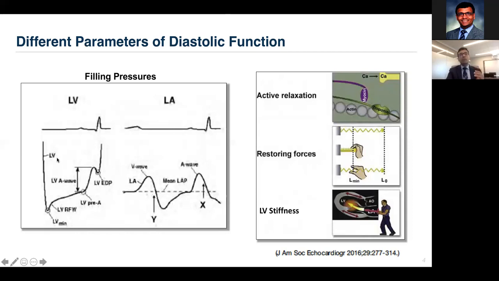So this becomes an important constituent when you are trying to make a measurement that will be consistent across the entire circuit: the wedge, the left atrial pressure, and the LV pressure. If you want to see something all across the three circuits, it will be the LV pre-A pressure, which will be equivalent to the LA mean pressure and the pulmonary capillary wedge pressure. And followed by that, you have the A wave. Now, the A wave is an atrial contraction. And because of the left atrial stiffness, this pressure wave is created.